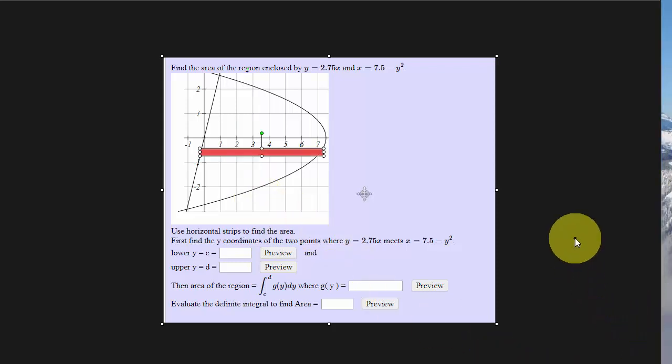And by other way, I mean situate the approximating rectangles so that they are arranged horizontally, which is what they mean here when they say use horizontal strips to find the area. So this means that we're going to write this as an integral in y. So we need to solve both of these equations for x and find the points where they meet and set up the integral.